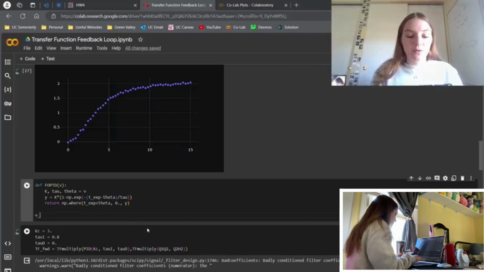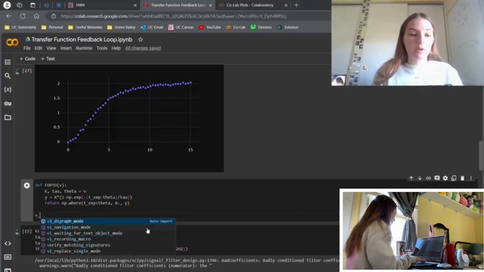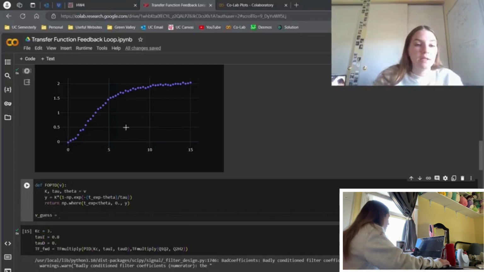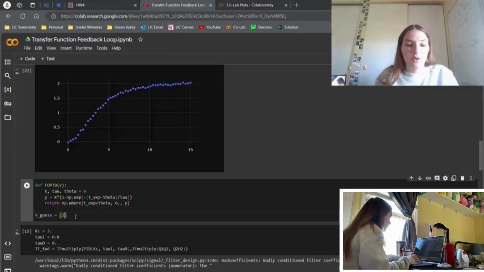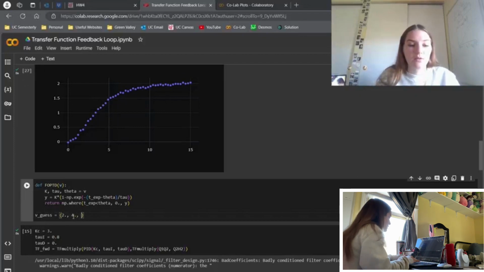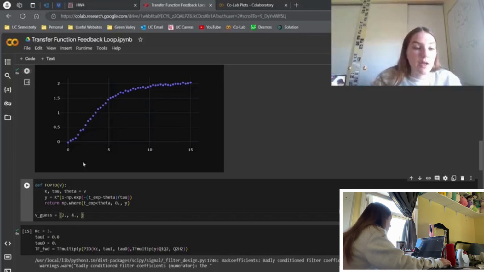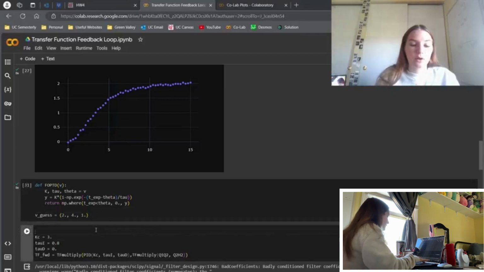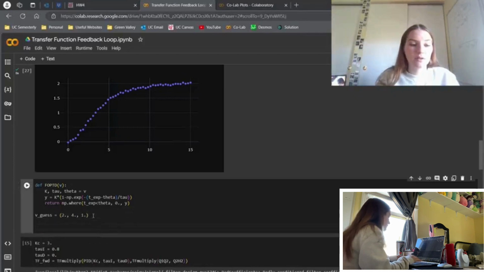So now we can make guesses for the vector of variables that we had. So we're going to call this vguess. And then for k, it seems like our system reaches a high point of about 2. So we are going to guess 2 for our k. For our tau, it seems like our system becomes constant somewhere around 4. So we're going to guess 4. And then for our theta, our dead time seems to end right around 1. So we're going to guess that. And like I said, those are all just guesses. They do not have to be perfect.